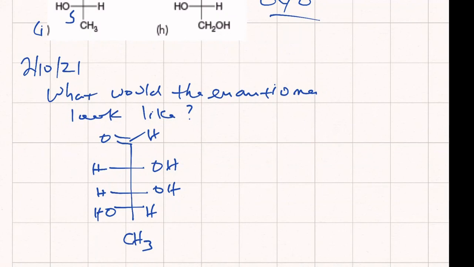Anybody? We don't want the microphones to get overloaded. Would you just flip everything, like put the OH on the O on the other side? Yeah, right? You can do that. Let's draw it this way, because I think this is probably the easiest way to do it. What would I put here on this carbon right here?